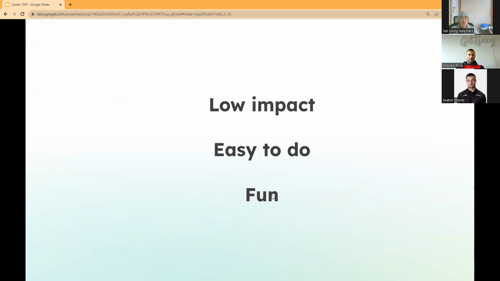Number two, you want it to be easy to do. Because you're going to do it on a repeated basis, the last thing you want is to be trying to figure out how to do the exercise during the session. So you want to keep it relatively easy and in your wheelhouse. And the last part, you want to keep it fun. The more fun it is, the more chance that you're going to stick to it and be more consistent and adherent.